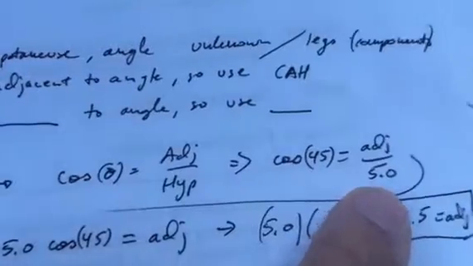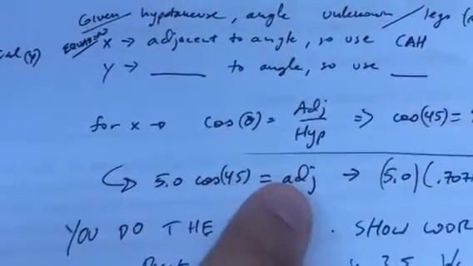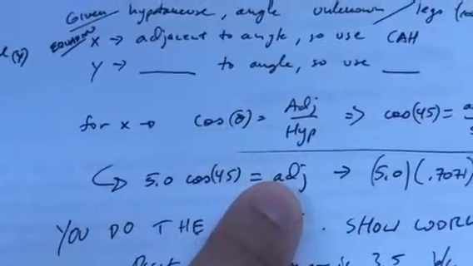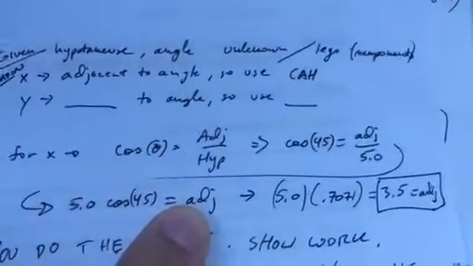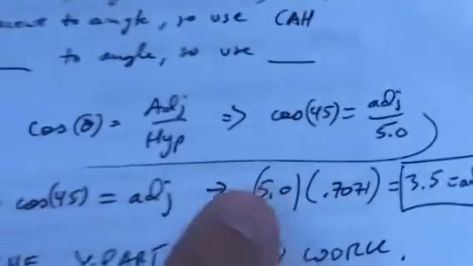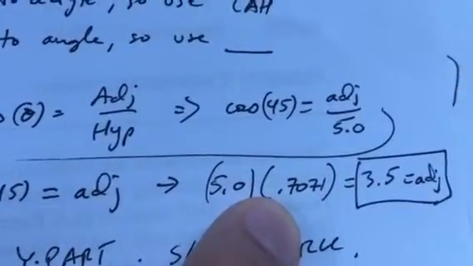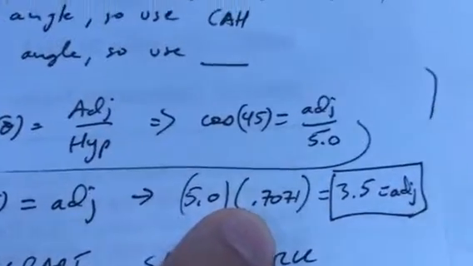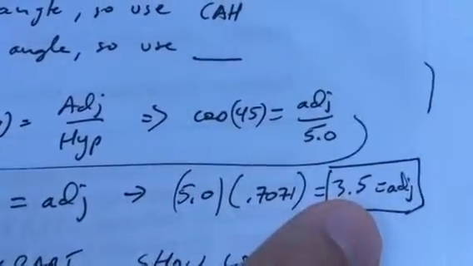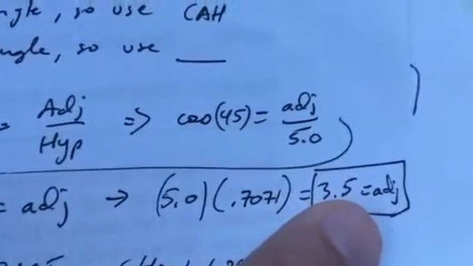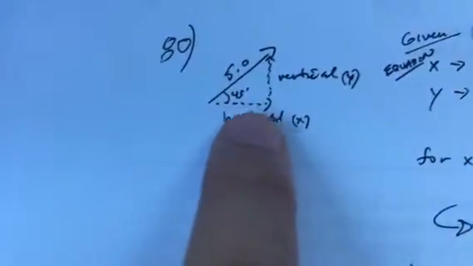Hypotenuse is 5.0. Moving over here, I just rearranged and got adjacent all by itself, because that's the thing we're solving for. Basically, I multiplied both sides by 5.0. And now figuring out cosine of 45, which is 0.7071, and then that works out to be 3.5 to 2 sig figs. So that's the length of the adjacent leg of this triangle, this part.